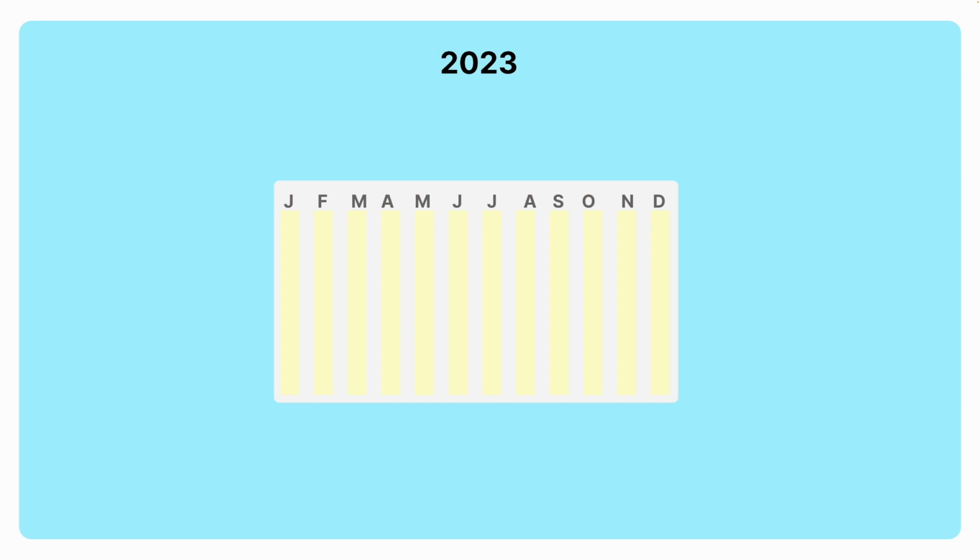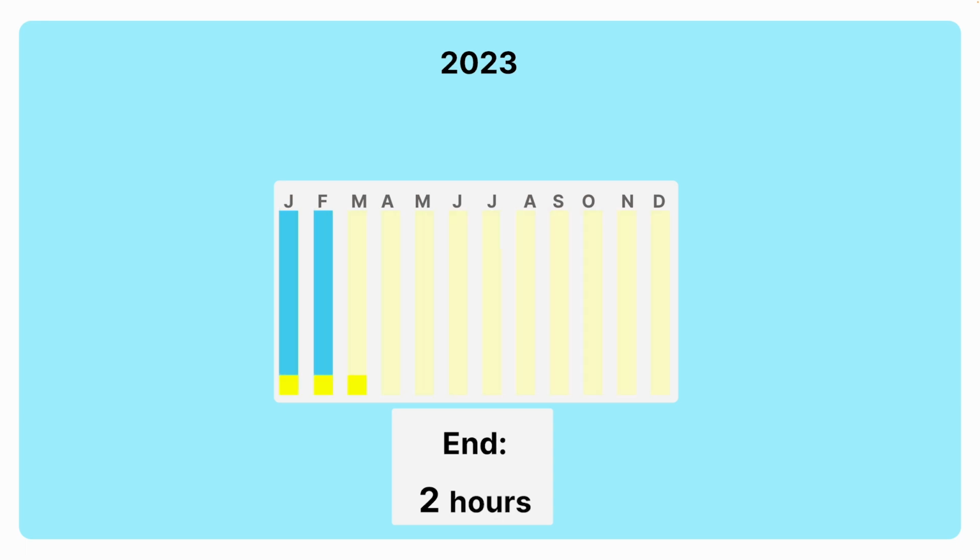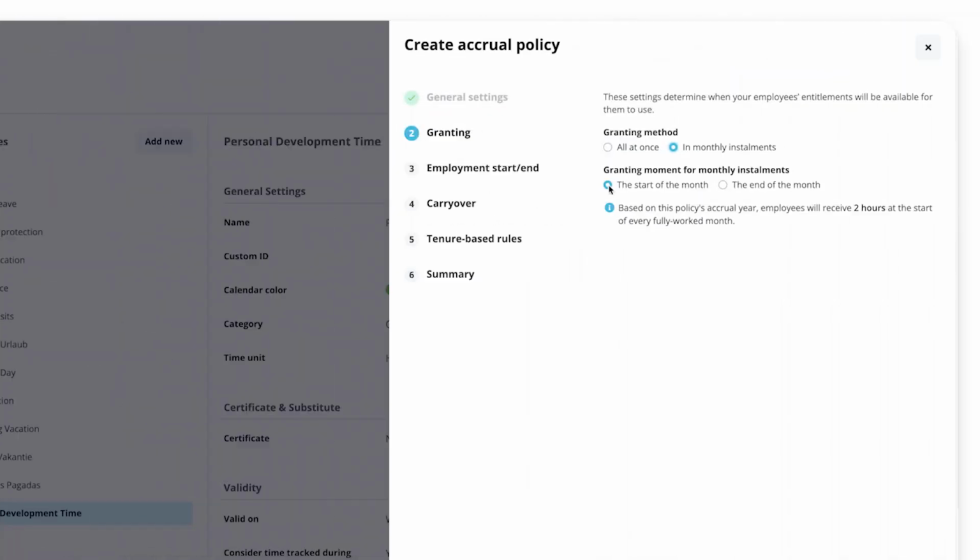The granting method defines whether employees get the entitlement all at once or in monthly installments, either on the first or last day of each month spent at the company. If set to the start of the month, they get the entitlements on day 1, whether they work the whole month or not. If set to the end of the month for absences tracked in hours, they get the entitlement only after working the whole month.